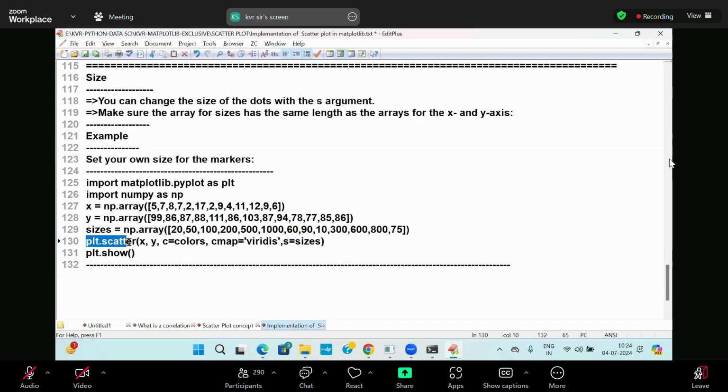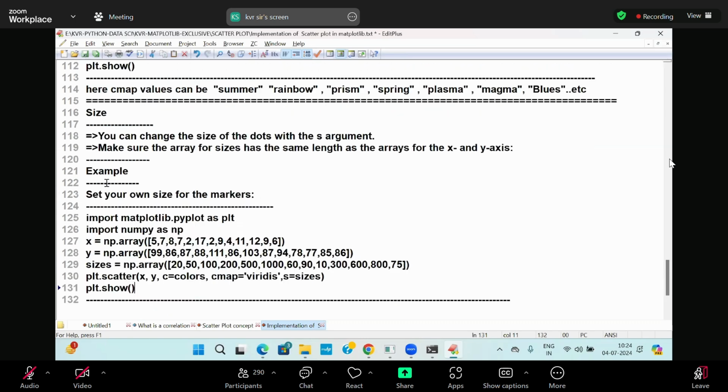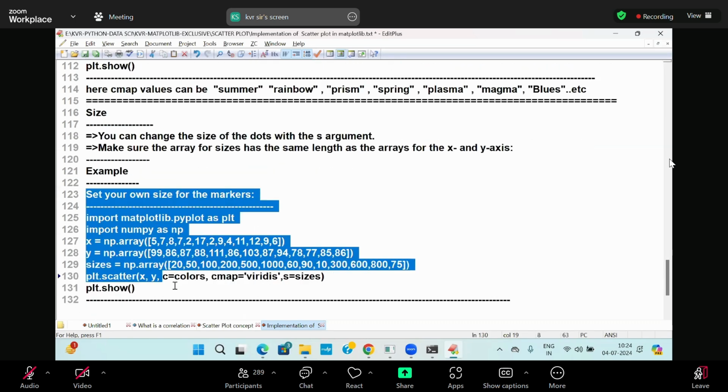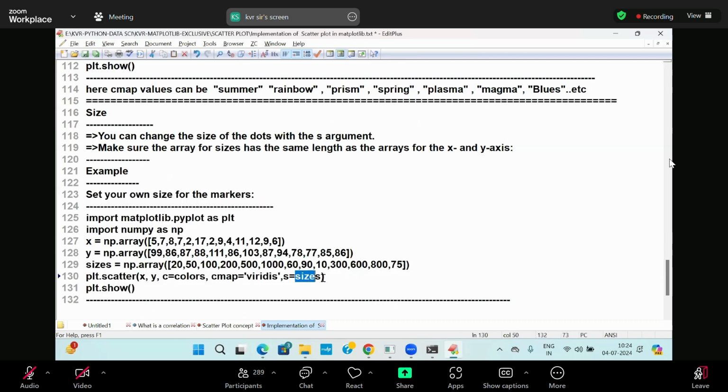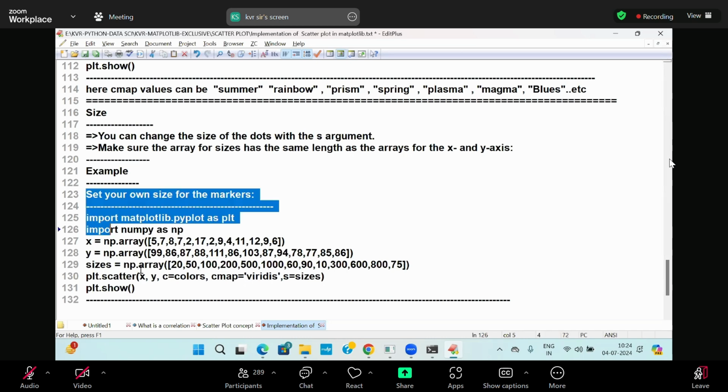So I'm using that here. I'm writing plt.scatter x comma y, c is equal to colors, cmap is equal to this, s is equal to sizes. So try to use it and set your own colors for these. I mentioned the sizes for each dot: for the point 5 to 99, one intersection dot will come whose size is 20. For 7 to 86, the size is 50. For 8 to 87, the size is 100. That is what I'm going to use.